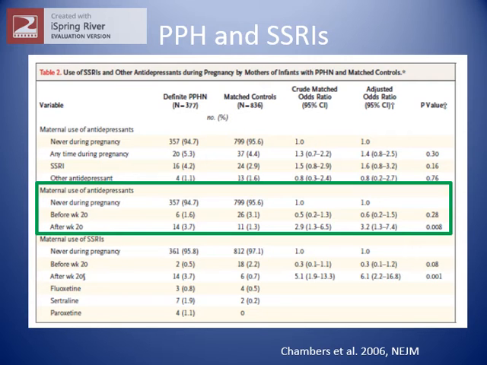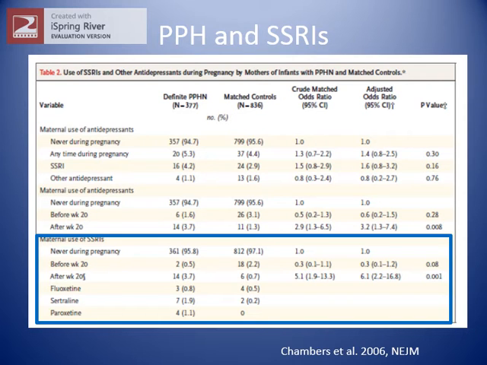Women who took antidepressants after 20 weeks of pregnancy, so the second half of pregnancy, the odds ratio is 2.9. So they were 290% more likely to have a baby with PPHN. This confidence interval does not include 1. So we're sure that there's actually an increased risk.